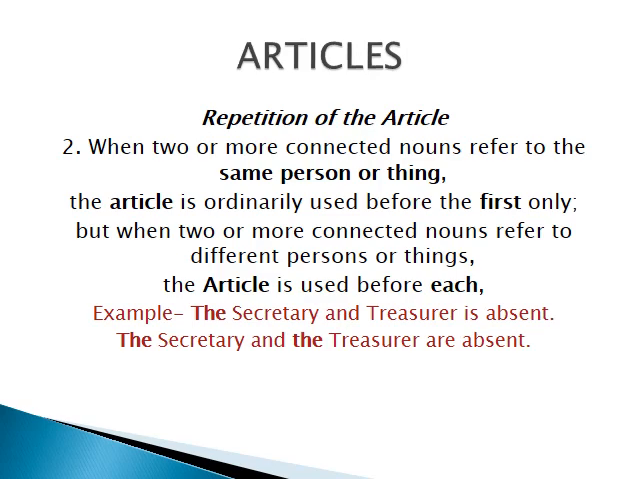You can notice that there is only one article used before the secretary, which means it is the same person who is secretary and treasurer, means he holds the two posts. But when we say the secretary and the treasurer are absent, we mean that there are two people. One is the secretary and another is the treasurer. You can also notice that here the verb is plural.